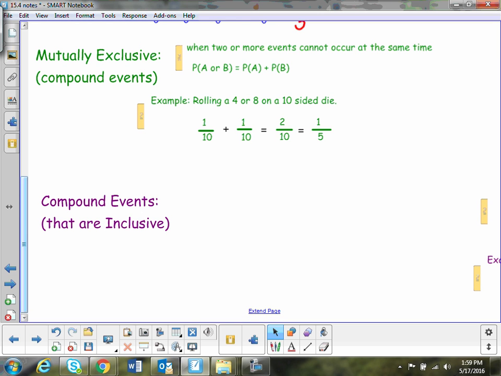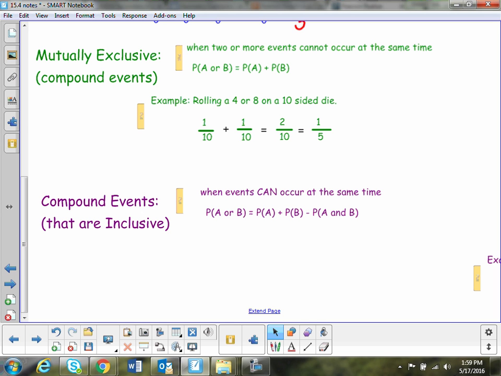Okay, and then compound events that are inclusive. This is kind of like the opposite of that. So what do you think that is, y'all? Yes. When events can occur at the same time. So notice the formula that we're using again, the minus. The probability of A or B is the probability of A plus the probability of B, minus the probability of A and B.